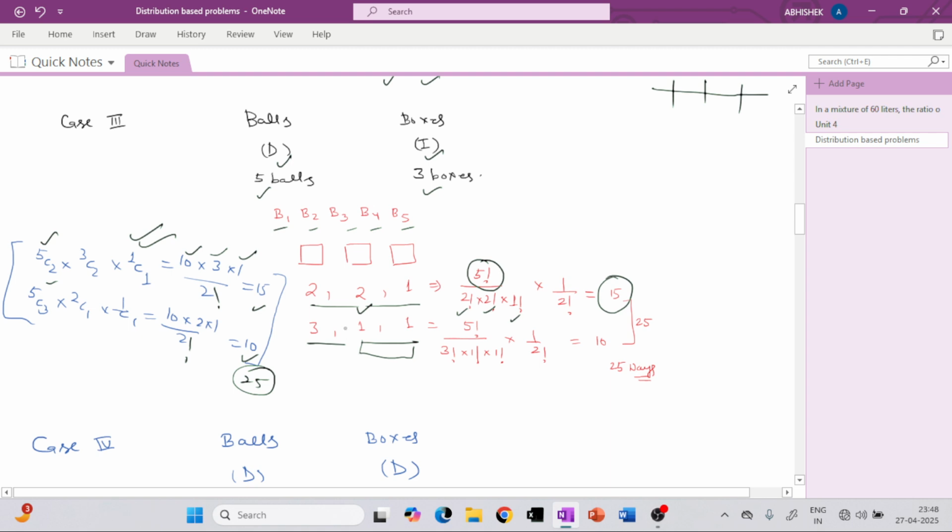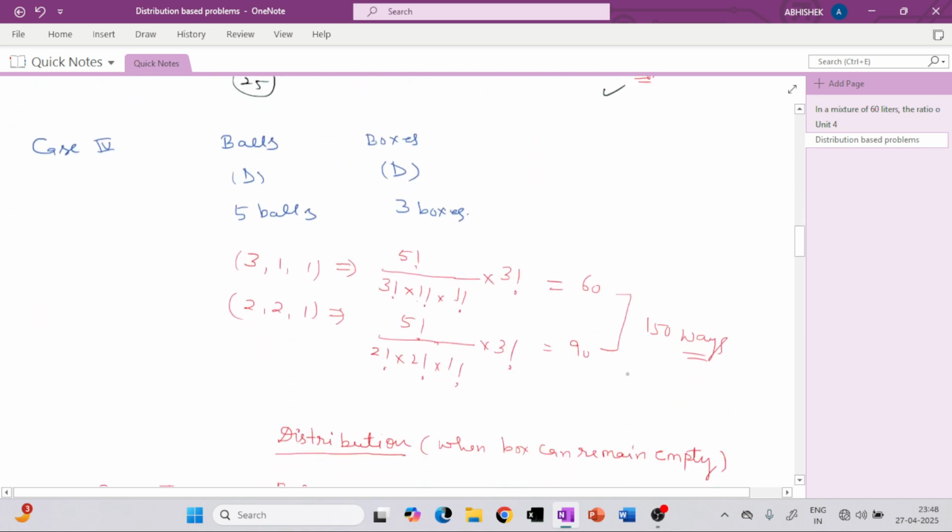Now again, 5 balls can be arranged in 5 factorial ways, but inside the box order is not mandatory. So the order of 3 balls must be removed from 5 factorial. It will be divided by 3 factorial into 1 factorial into 1 factorial, and into 1 by 2 factorial. Why? Because again two boxes are similar here. After solving this, you will get 10. So 15 plus 10, again 25 is the answer.